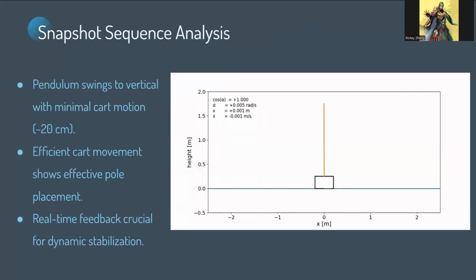Now, these frames show the pendulum moving from about 45 degrees toward the vertical, while the cart travels only about 20 centimeters. This visual sequence supports numerical results, offering an intuitive confirmation of bounded, well-controlled stabilization. The cart's limited motion reflects efficient use of horizontal displacement. The controller remains balanced without excessive repositioning, which underscores the effectiveness of our pole placement design.